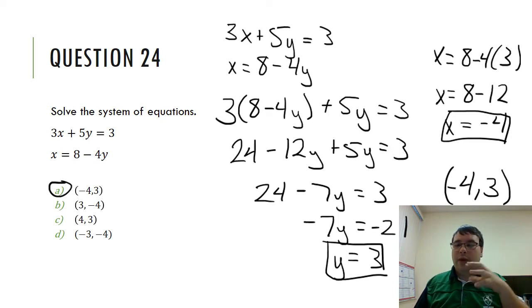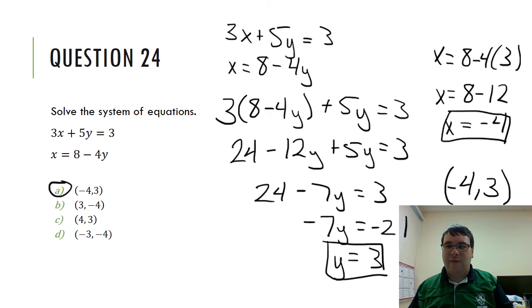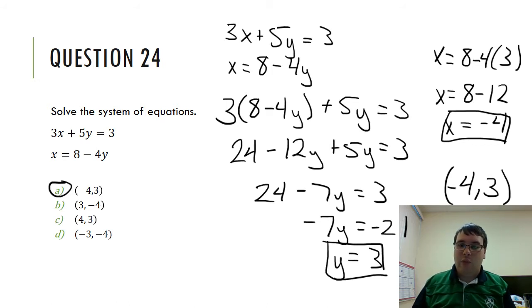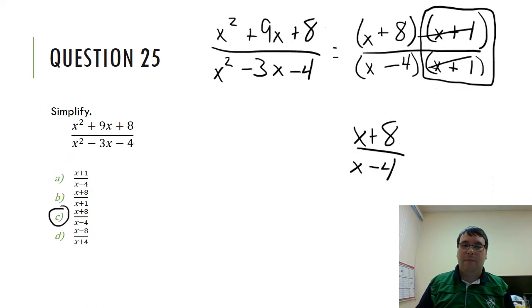Now, whenever you're dealing with systems of equations, if you get x and y values, we always write them as a coordinate. So we have x is a negative 4, y was a positive 3. So there's my result, negative 4, 3. Is that an answer choice? Yes, it is. Move it on.